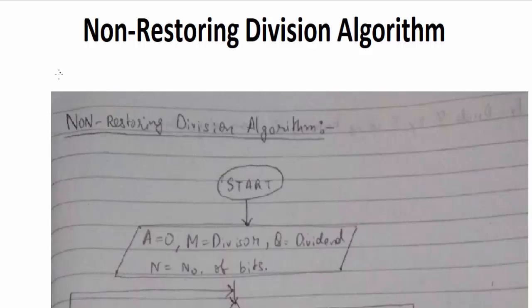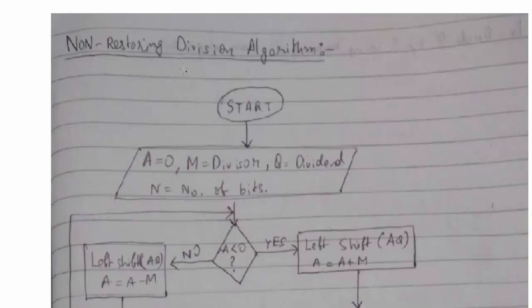So today we'll be continuing data representation and computer arithmetic, and we'll be seeing the division of unsigned binary numbers. The topic for today, number 2, is the non-restoring division algorithm. So basically I'll just first show you the flowchart of the algorithm.